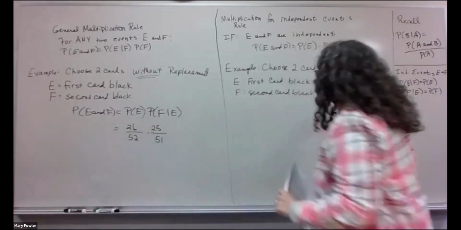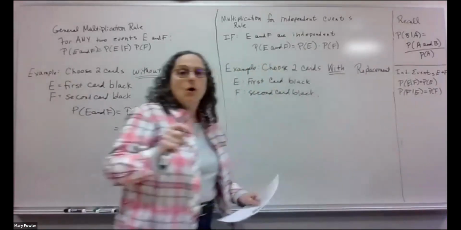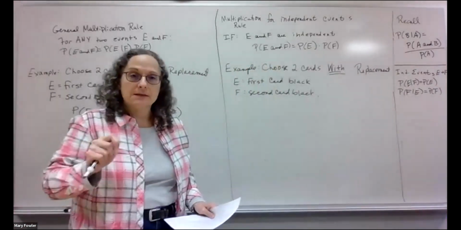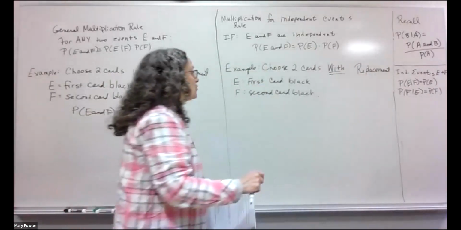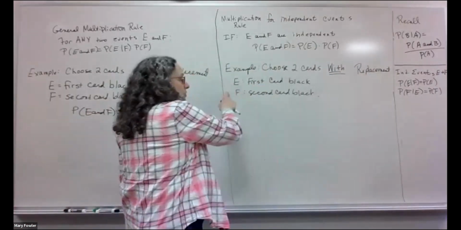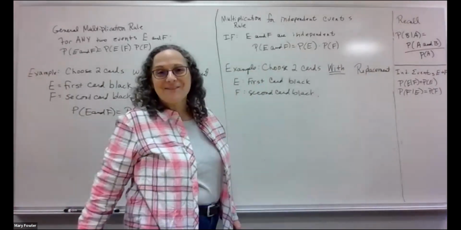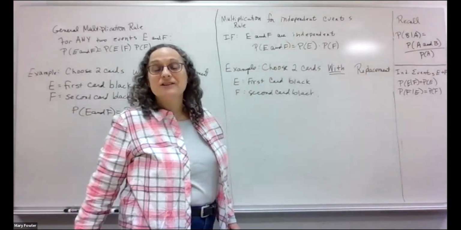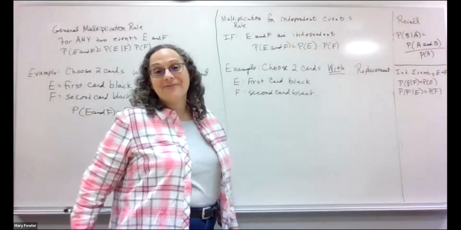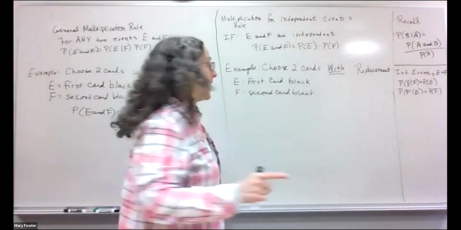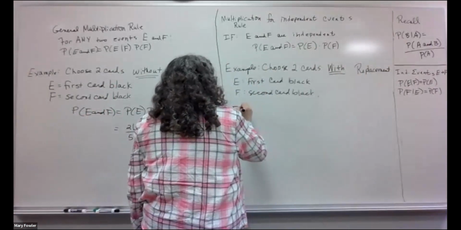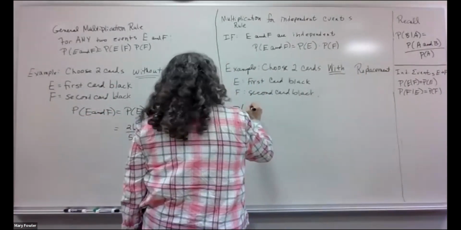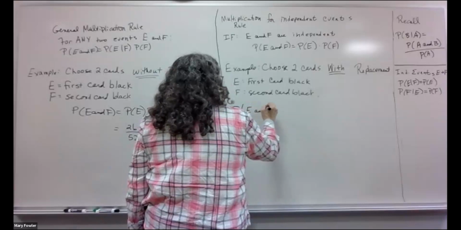Okay, let's go ahead and talk about the other situation. It's a different experiment. In this experiment, we're going to replace the first card. So we have the same two events. Event E is the first card is black, and event F is the second card is black. And we are looking for the probability of E and F, that both cards are black.